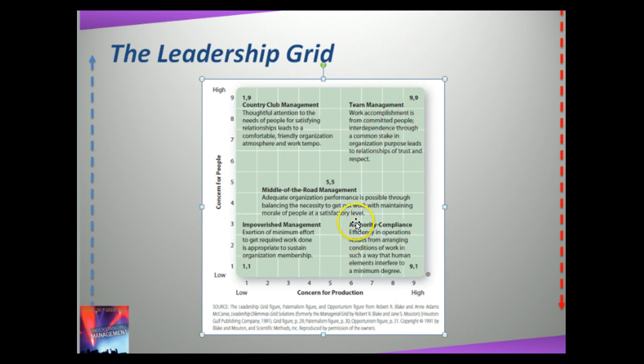When you look at country club management, which is here, it occurs when primary emphasis is given to people rather than to work outputs. So it's considered concern for people is a 9, but then concern for production is a 1. Authority compliance management occurs when efficiency in operations is the dominant orientation. So efficiency in operations is predominant. So it's high concern for production, and it's not really people focused.